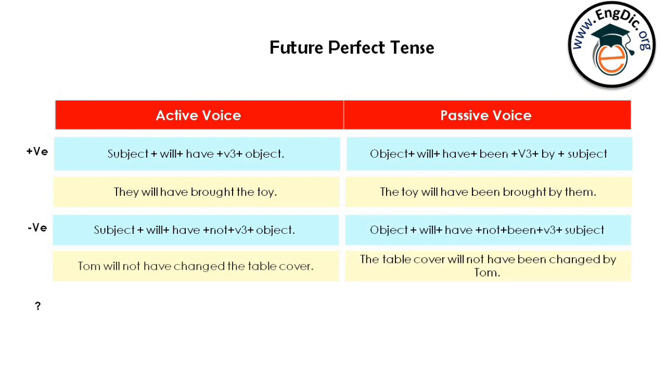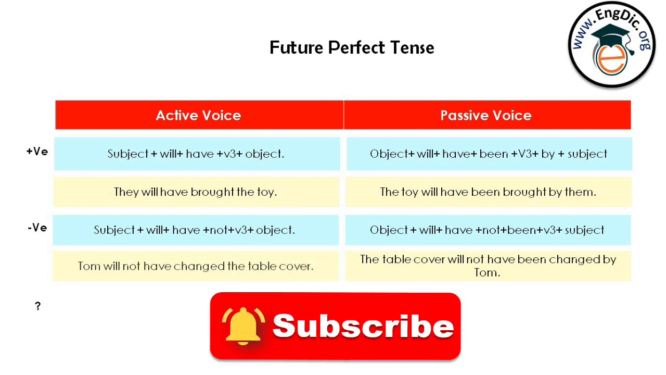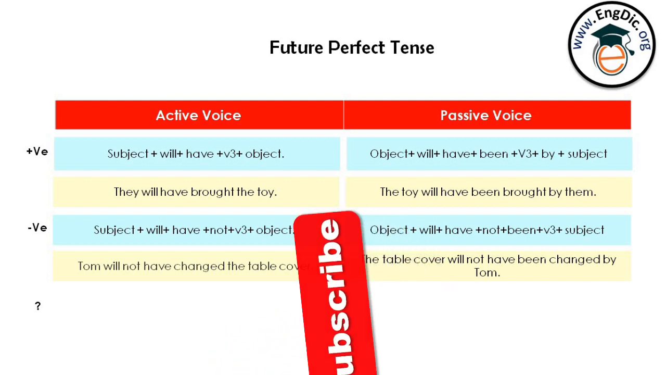And in passive voice, we have to put object, will not have been, third form of verb, by, and subject. That sentence changed to the table cover will not have been changed by Tom.